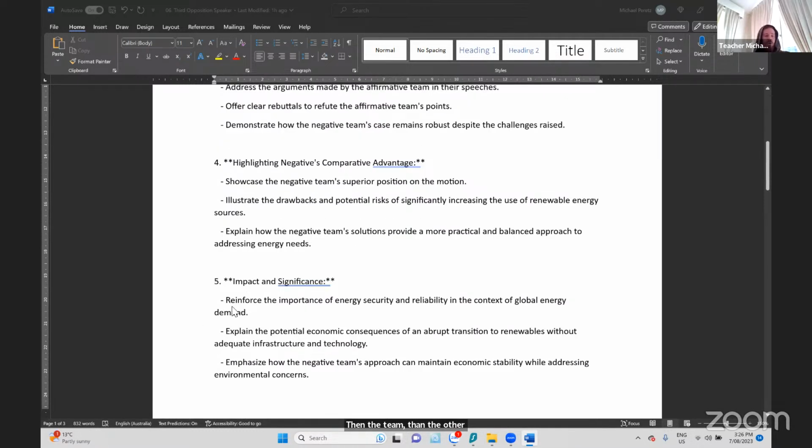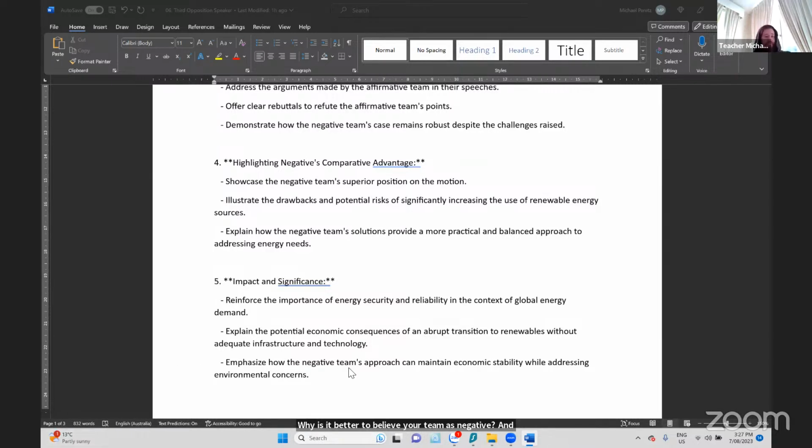You need to talk about the impact and significance. So you need to remind everybody why it's important to adopt your side of the argument rather than believing the proposition team. You need to explain any potential consequences of adopting the motion. And again, so why is believing the proposition team a bad idea? Why is it better to believe your team as negative?